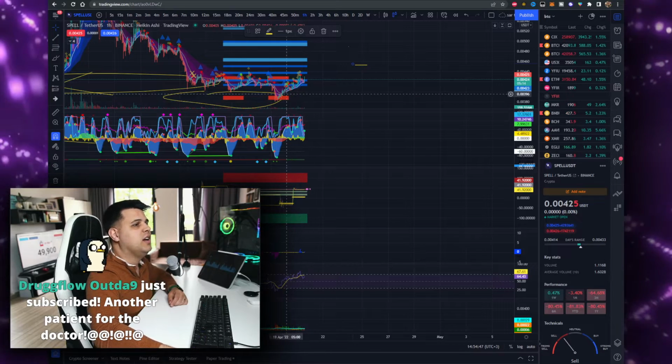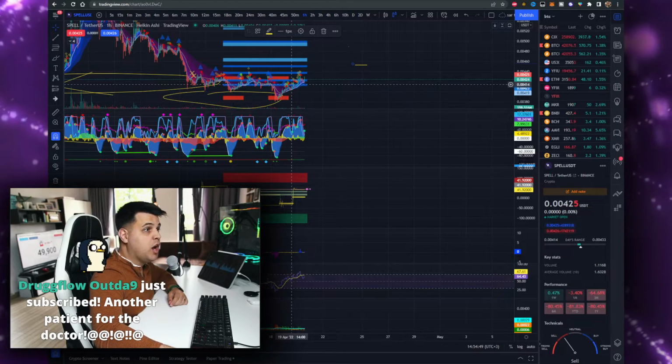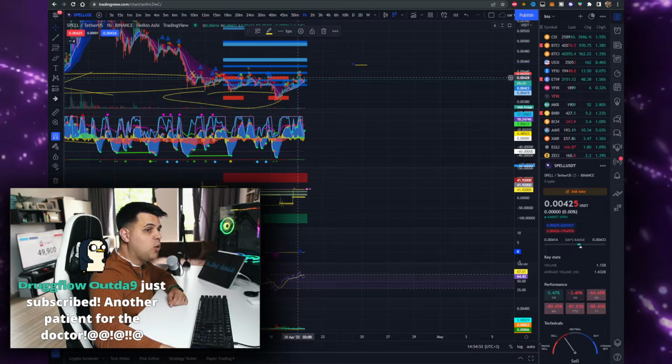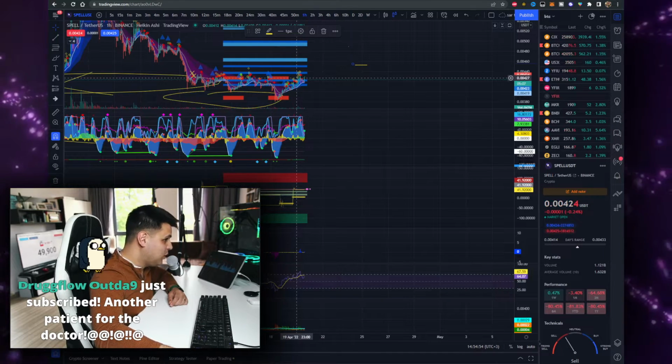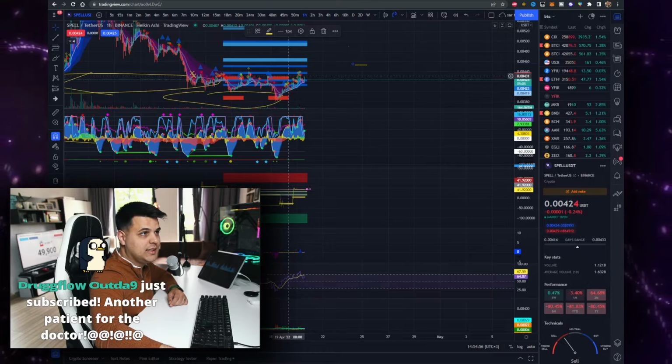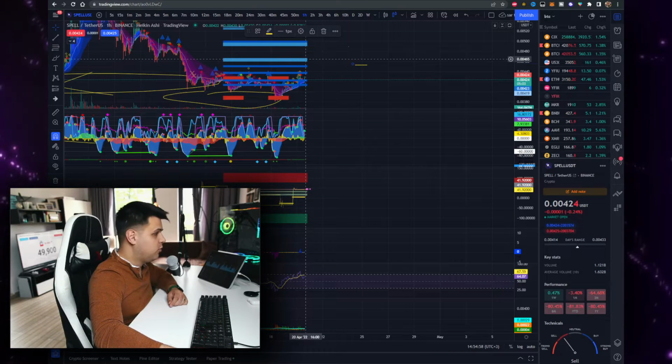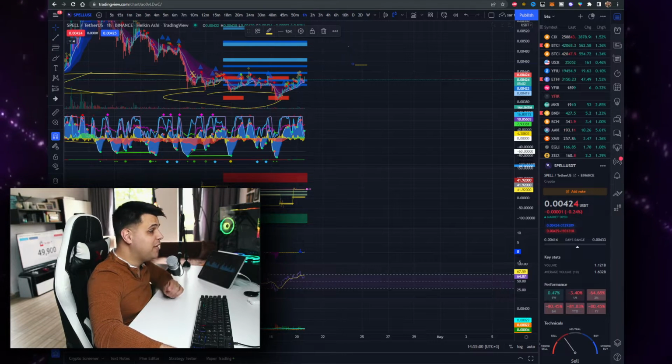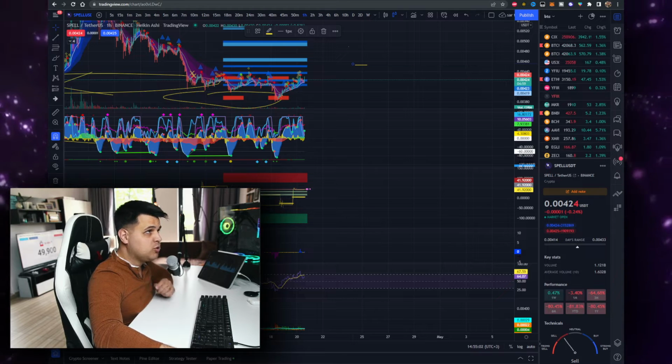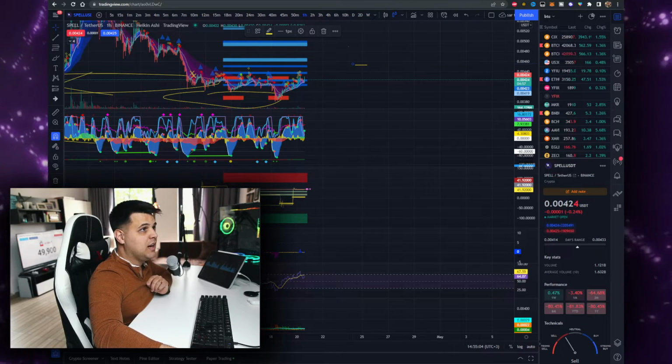So we basically held the support, broke through the resistance, and now all we need is to hold 420. Yes, it's weird, but yeah, we do need to hold it. If we do, we're going to the 460 mark very, very soon. I'm very excited. I'm very happy for Spell Token and everyone that's actually invested in it.